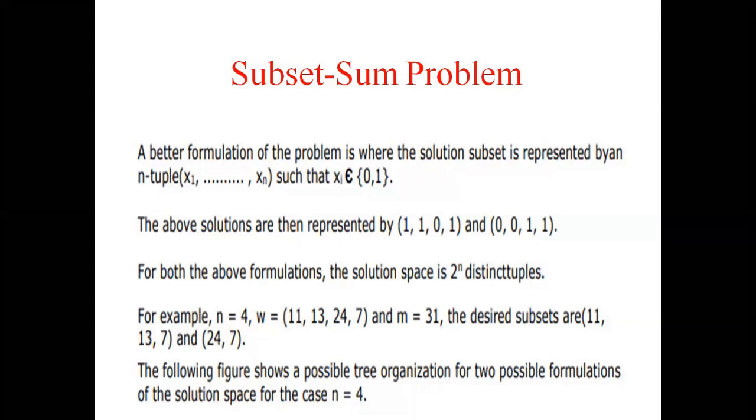So the following figure shows a possible tree organization for two possible formulations of the solution space for the case n equal to 4. So we are representing this one solution space as a state space tree structure. Here the number of elements and number of weights in the given set are 4. So n equal to 4.